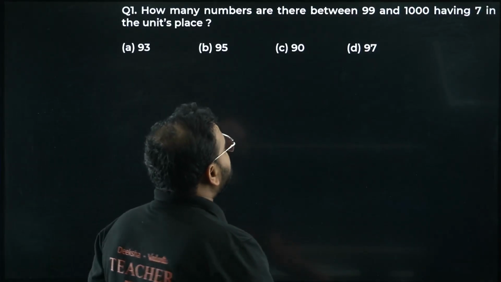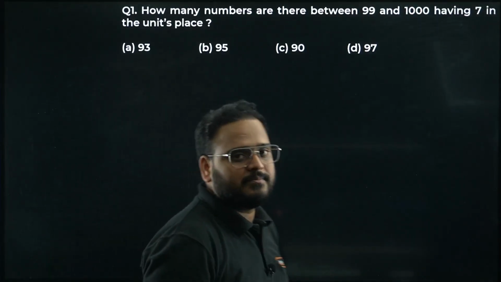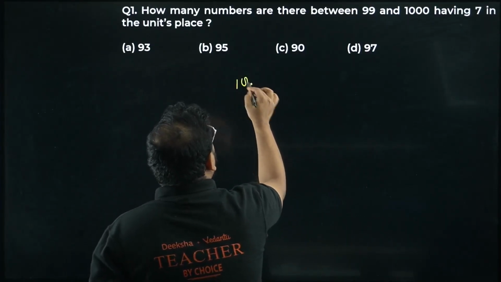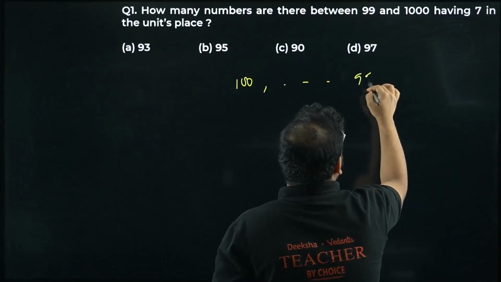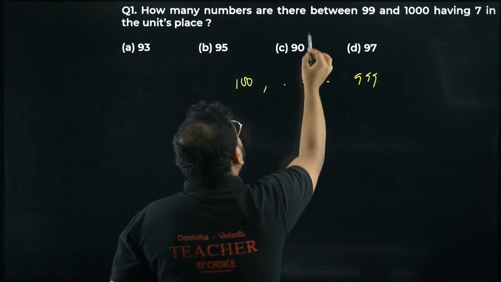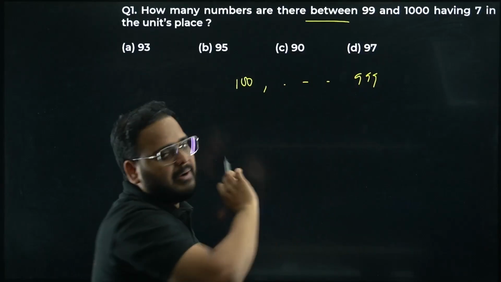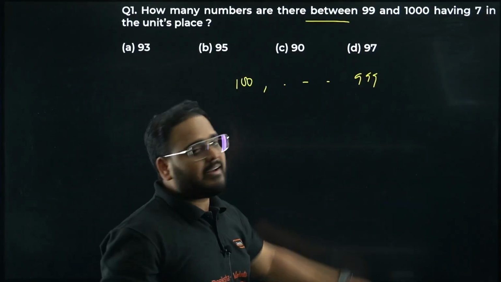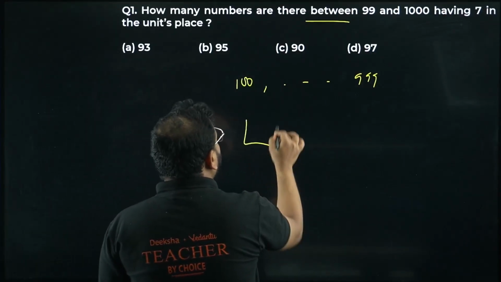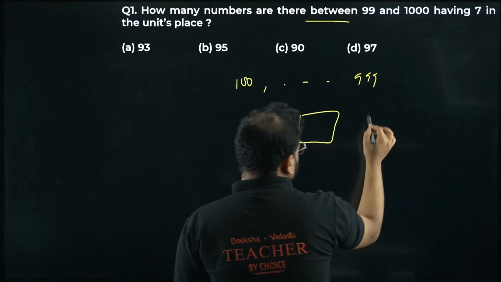Think about the numbers. Between 99 and 1000 you'll have only 3 digit numbers, right? Starting from 100 and all the way till 999, but we can't take 99 and 1000 because they're talking about between. So it has to be taken between those. You have 100 and 999. So we are looking for filling of 3 digit space.